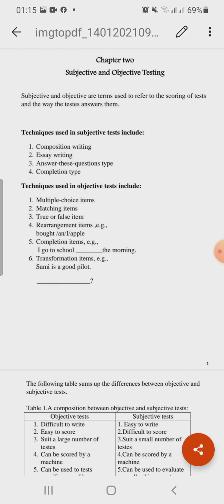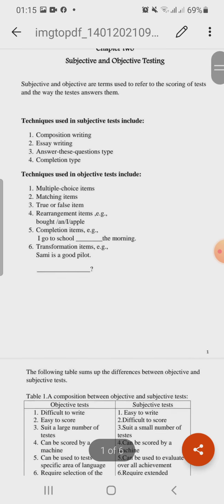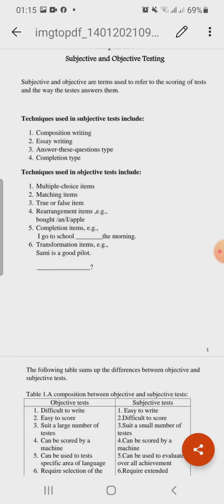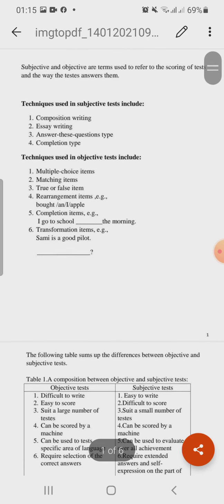Techniques used in subjective tests include composition writing كتابة الإنشاء، essay writing كتابة المقالة، answer these questions type أجب عن الأسئلة، and completion type أكمل. Techniques used in objective tests include: number 1, multiple choice items الاختيار من متعدد، matching الربط أو المطابقة، true or false, rearrangement items إعادة ترتيب, for example: bought an apple, I bought an apple.